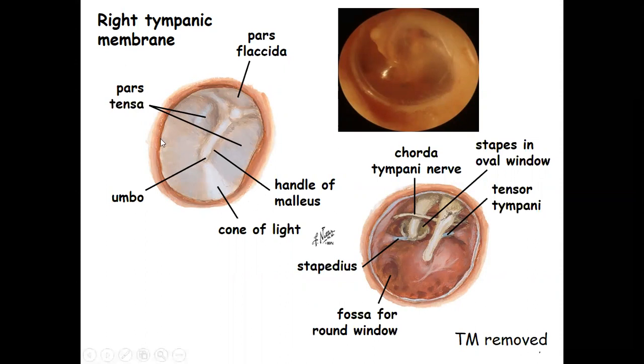Whenever you remove the tympanic membrane, you can see the bony structures inside. Beside that, you can also see other structures. For example, here we have the chorda tympani nerve, and the stapedius muscle here. We also have the fossa for the round window. This is the tensor tympani muscle, and this is the stapedius muscle that I mentioned just now. And this is the stapes in the oval window, covering the oval window. So you can see here, this is the tympanic membrane, the real one.